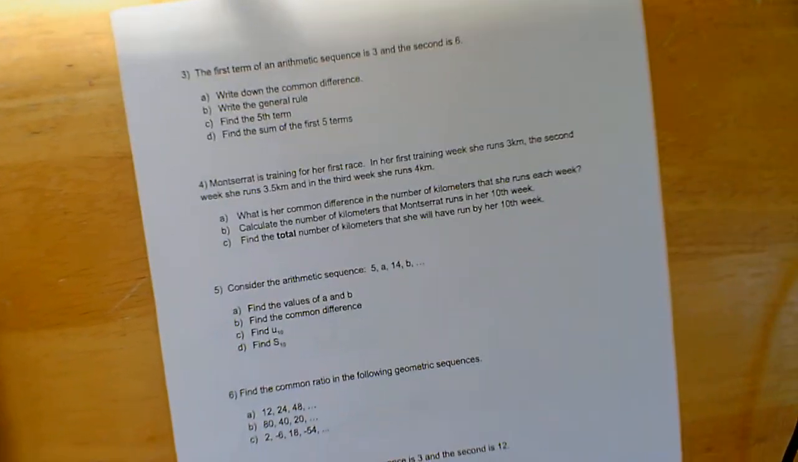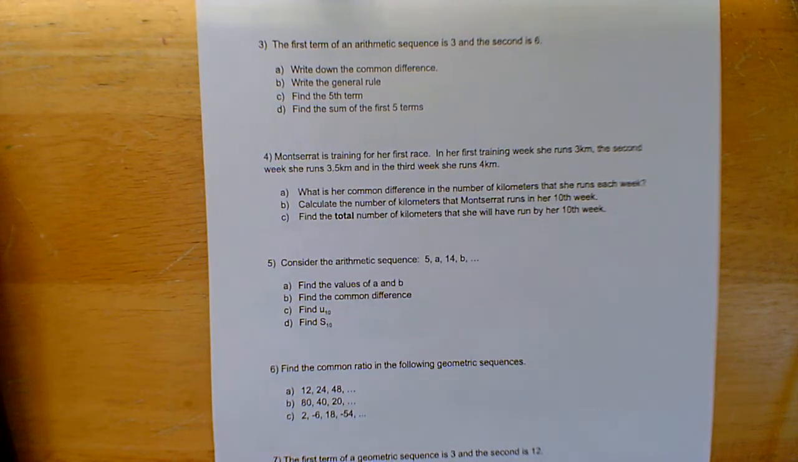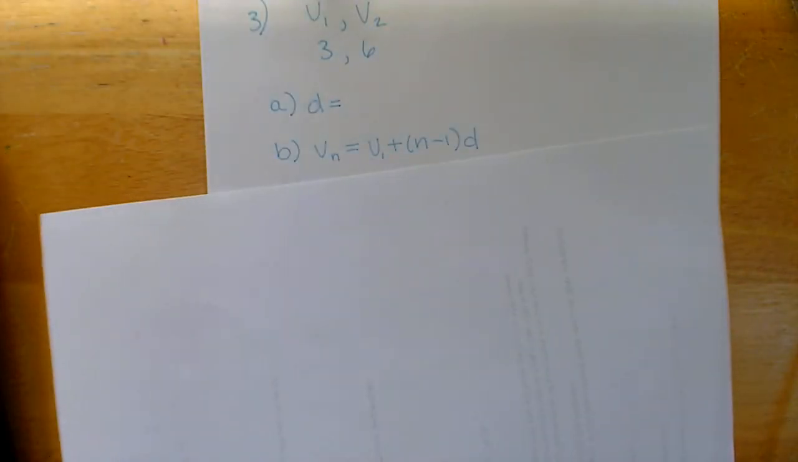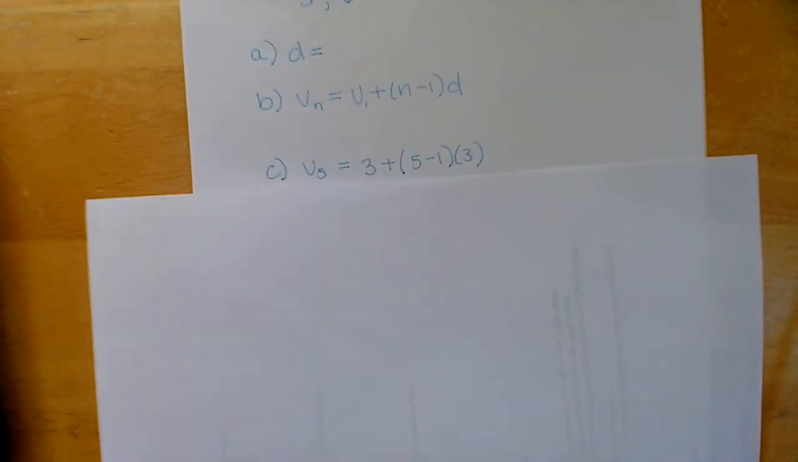Okay, there we go. Here is your next page, number 3. Find the first term of an arithmetic sequence. The first term of an arithmetic sequence is 3, and the second is 6. We have to find the common difference, general rule, the 5th term, and the sum of the first 5 terms. So we're on number 3 here. So let's go to number 3 on the paper here.